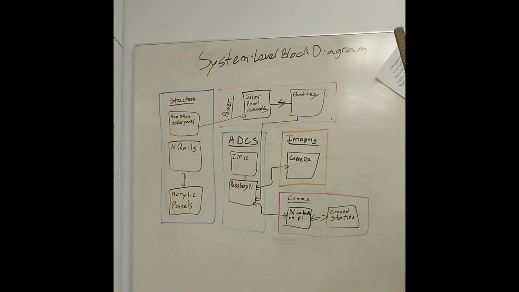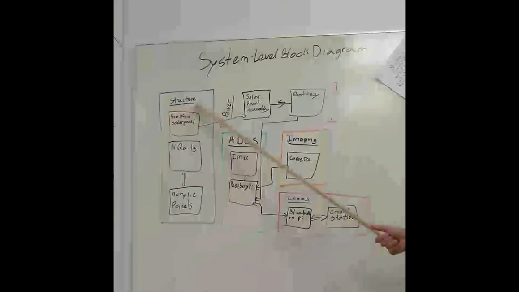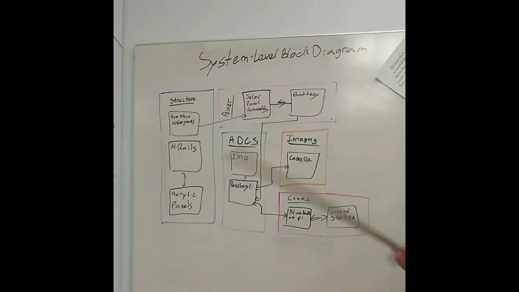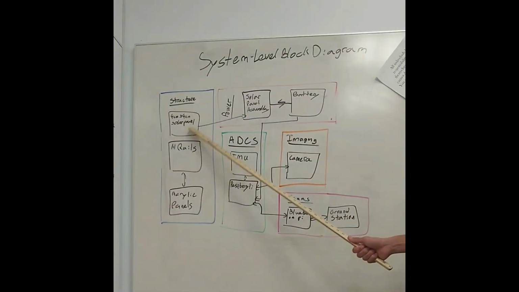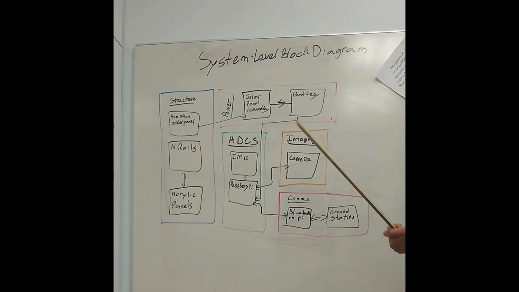System level block diagram for our CubeSat. So the first system is the structure subsystem. That consists of the acrylic panels to box everything in, and the aluminum rails, which are the bare bones of the structure. We also have the solar panel, which is going to be attached to the structure and consist of part of it, not an integral part, but part of it nonetheless.